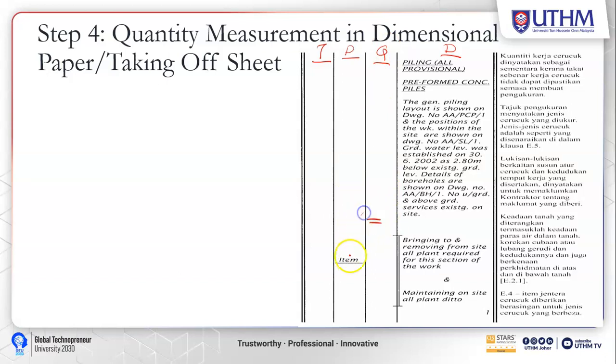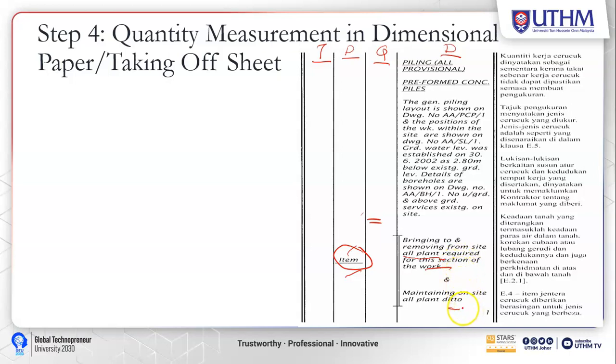But sometimes the taker off or estimator also puts the description or the taker off work as an item. This one is just to give some information about the bringing to, removing from site all plant. This one is all about the plant required for piling work. We just put it as an item. The plant and also the maintaining on site all plant. Ditto. So ditto is the same as above.